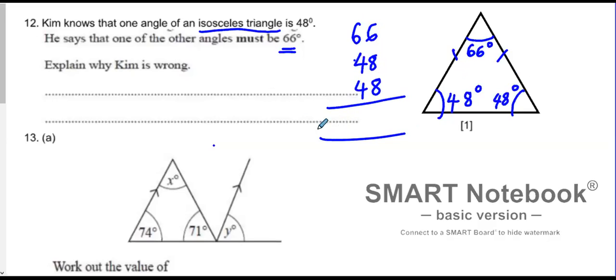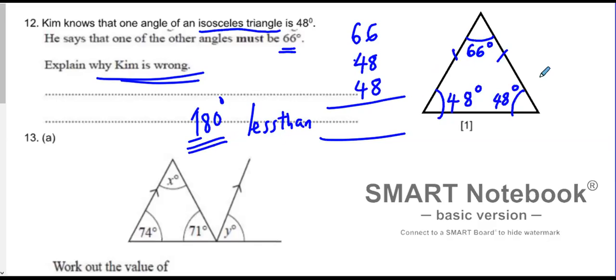If this answer here will be less than 180 degrees, then that will explain why Kim is wrong. Or if that total will be bigger than 180 degrees, also that will explain why Kim is wrong. Let's try to do that.